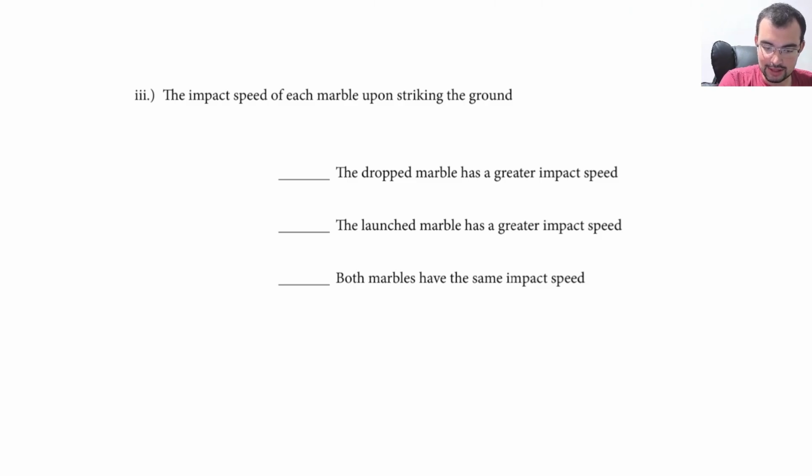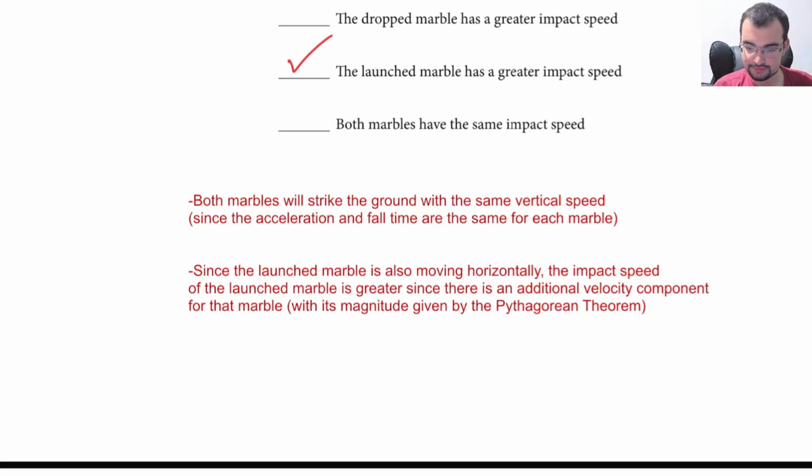So the launched marble actually has a greater impact speed because both marbles are going to strike the ground at the same time with the same vertical speed, but the horizontal marble, the launched one, has a horizontal speed. So its velocity vector is a Pythagorean theorem situation, which is what I said here, right? The launched marble has 2 velocity components, so it is going to have a greater overall speed.